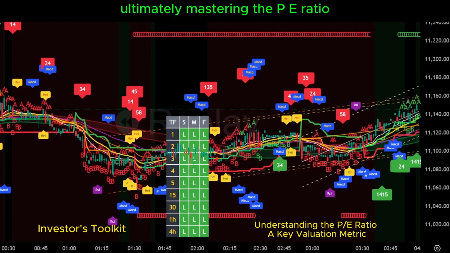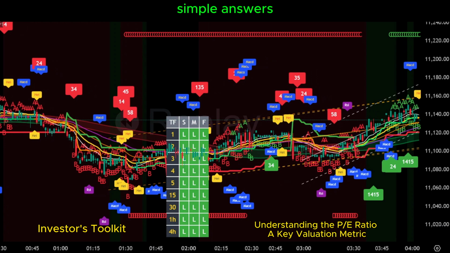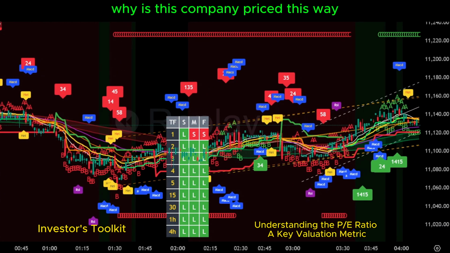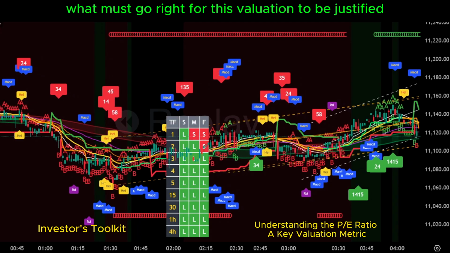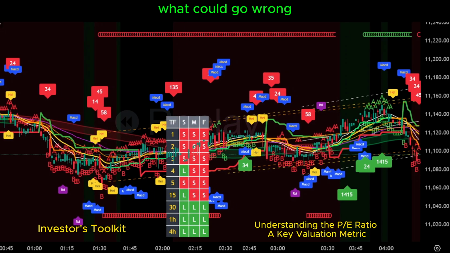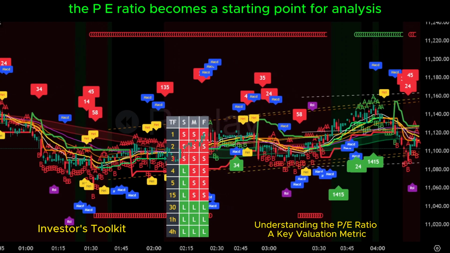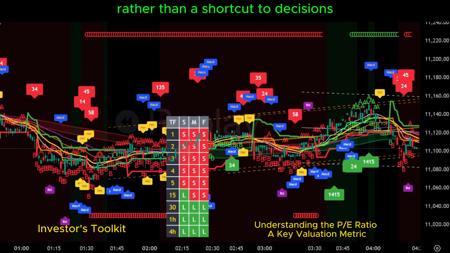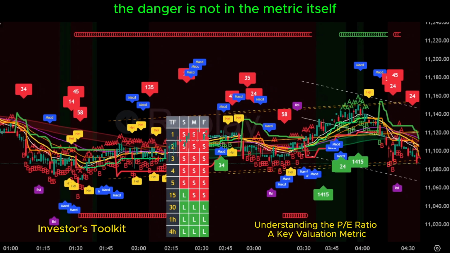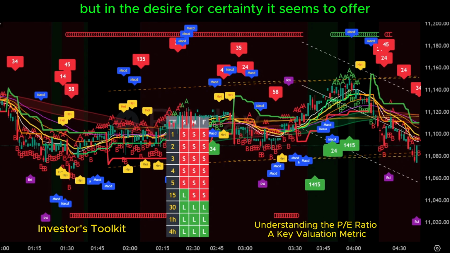Ultimately, mastering the P/E ratio means abandoning the idea that it provides simple answers. Its real value lies in the questions it raises. Why is this company priced this way? What must go right for this valuation to be justified? What could go wrong? When those questions are asked honestly, the P/E ratio becomes a starting point for analysis rather than a shortcut to decisions. As with most tools in investing, the danger is not in the metric itself, but in the desire for certainty it seems to offer.